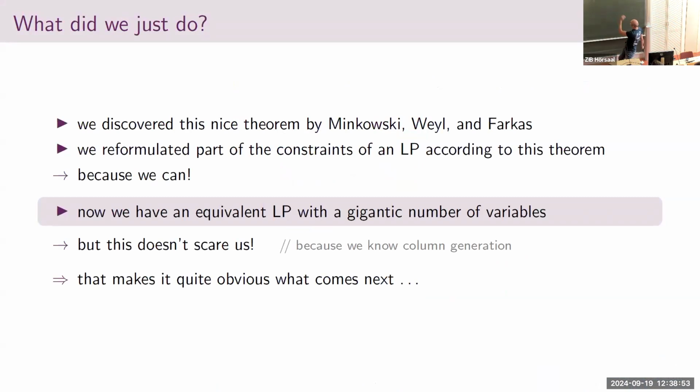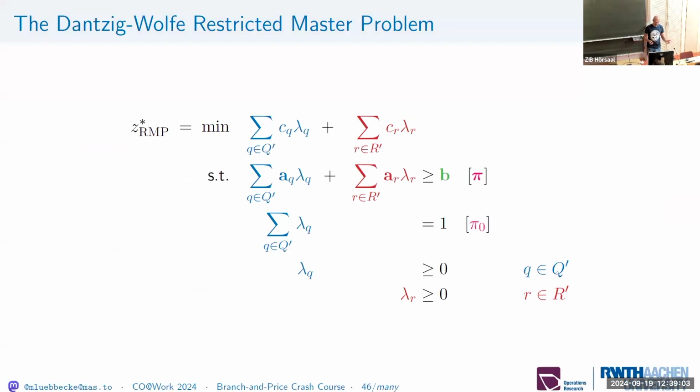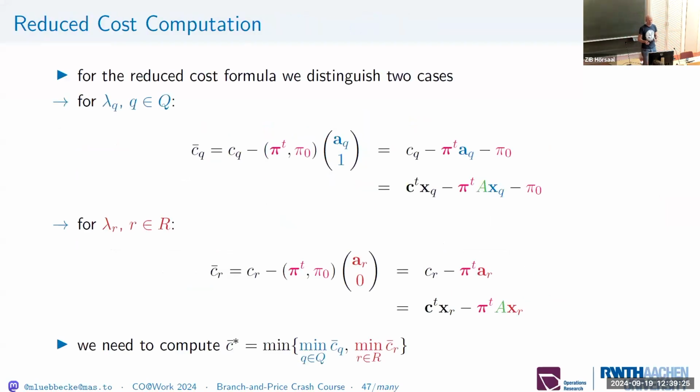Well, maybe because they had seen that we shouldn't be scared because we know column generation. So this is what they knew was around at the time. And that makes it totally obvious what comes next now. So we start with just a subset of the extreme points and a subset of the extreme rays. Right? So this gives me a sort of restricted version of the LP, and certainly I can solve this. I will get a solution, and I will also get a dual solution, which is more important because that defines my optimality criterion.